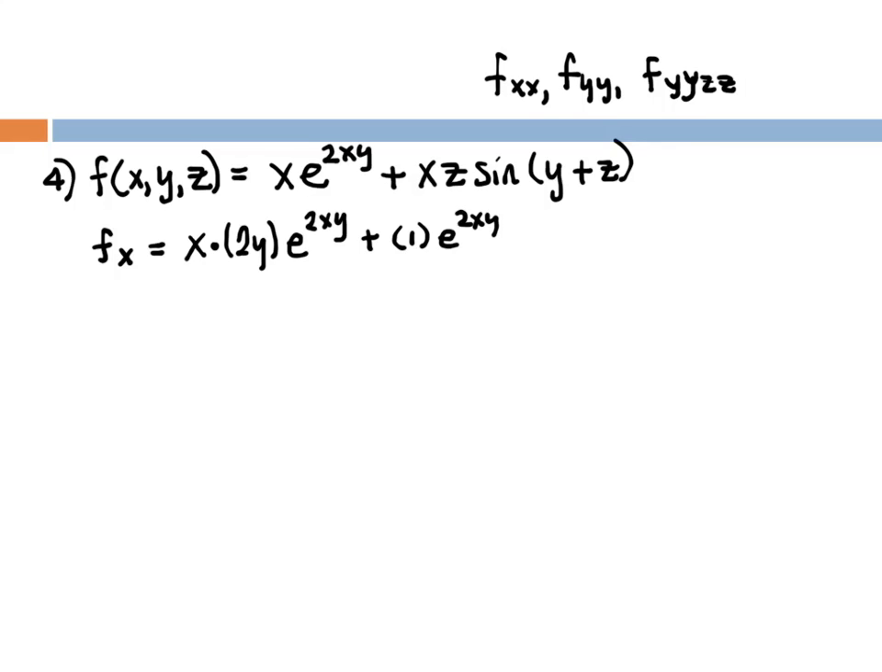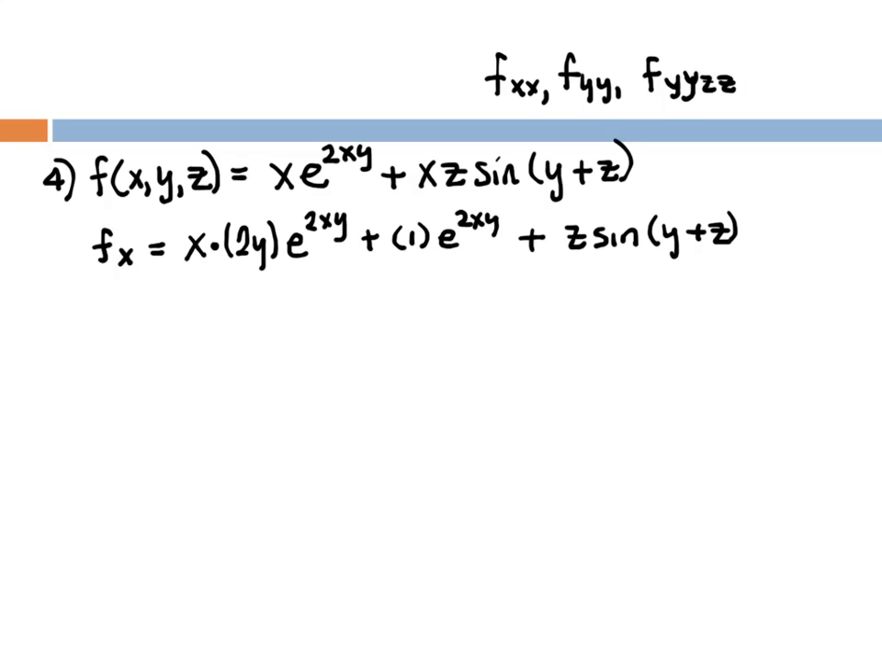Now I need the partial derivative with respect to x of xz sine of y plus z. So it's just all that without the x. Everything else besides the little x at the beginning is just numbers now at this point, right? It's just the coefficient, quote unquote. So we just have z sine of y plus z.